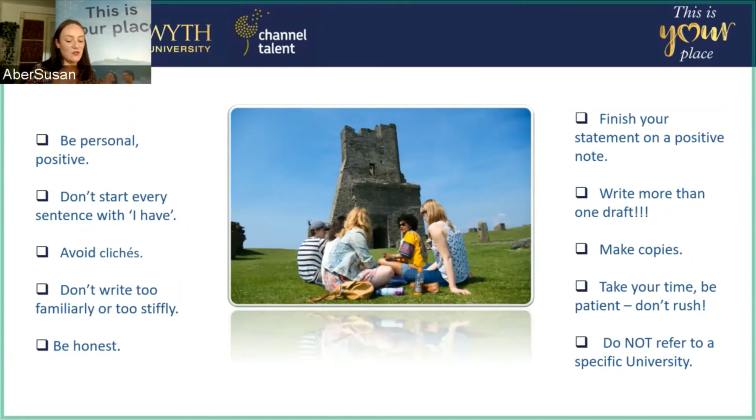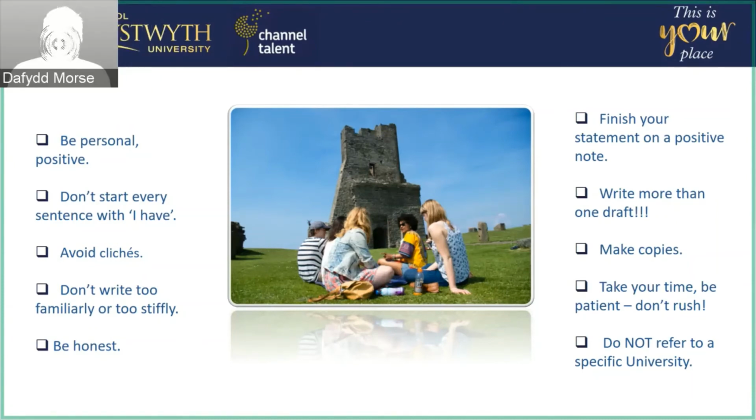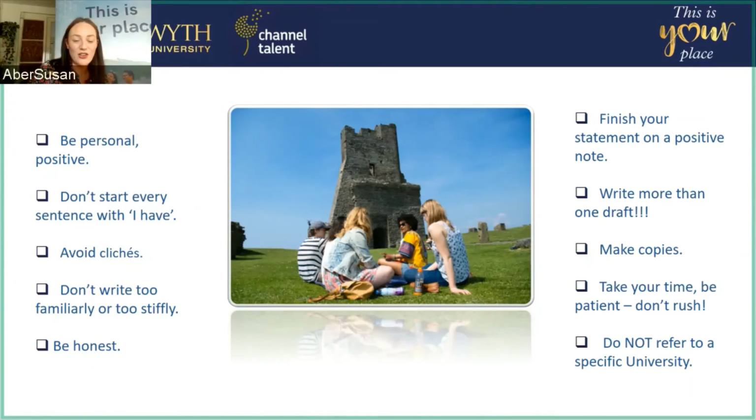But if you've got a maximum of 5 spaces, 5 courses to choose from on your UCAS application, and then you say, oh, I really want to go to such and such, well, that's it, you've scuppered it for the other 4, really. They're not going to want to take on a student who clearly doesn't want to be there. So do not refer to a specific university, please.